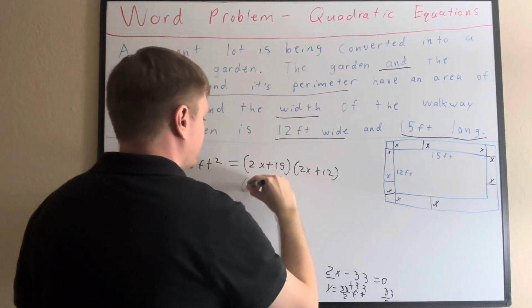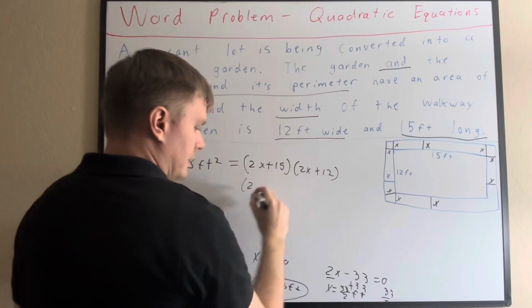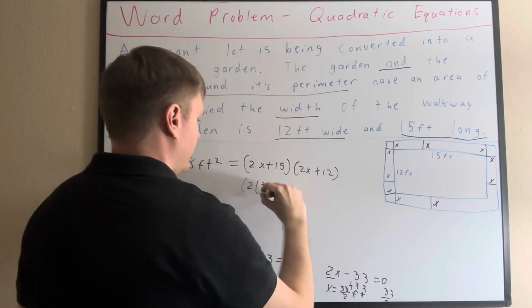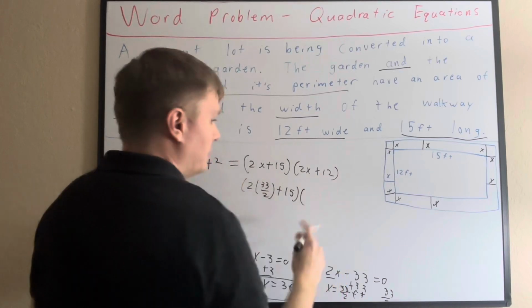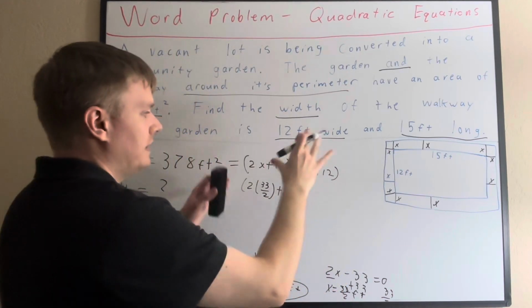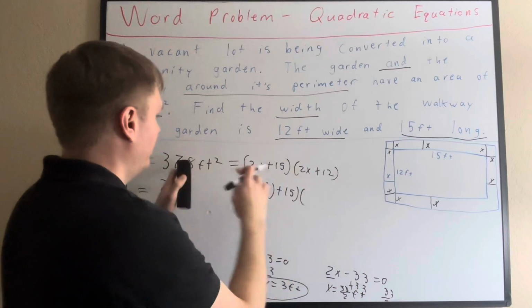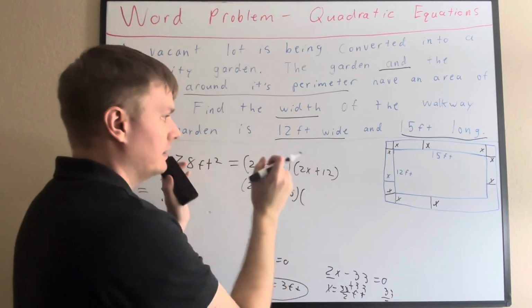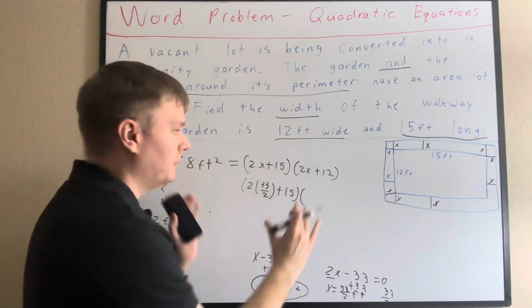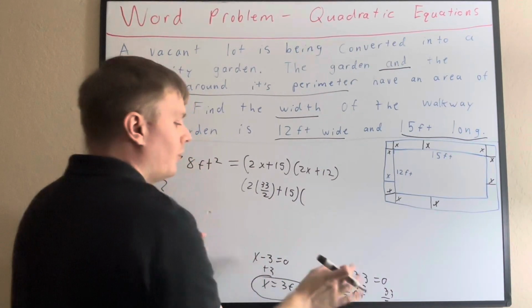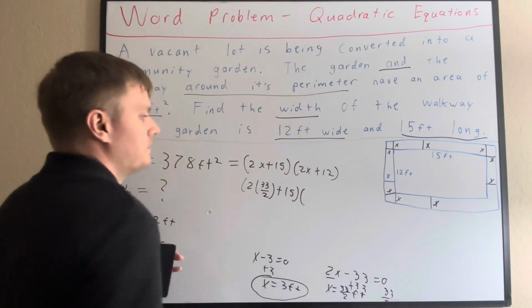2 times 33 halves. Plus, this other number might have come about because we foiled it out and we moved the 378 over there, and we kind of simplified it a little bit before we solved it. That's why there's this other answer.